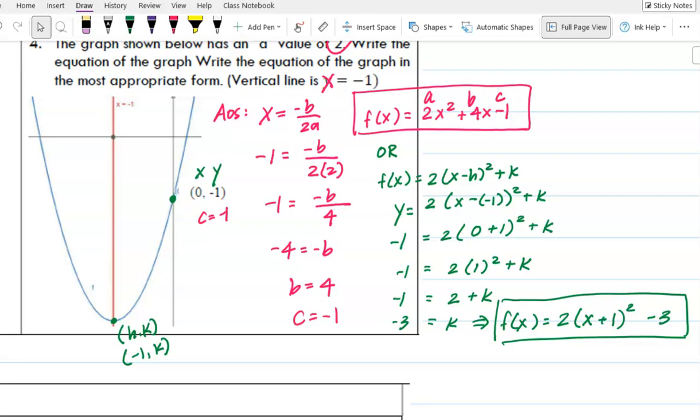And since I know my h value, I need to find h and k. I know my h value is -1 from the axis of symmetry, and I can use that 0, -1 as my x and y. And I already have the a value, so I just need to substitute it in for x and y in my vertex form to get the k value.